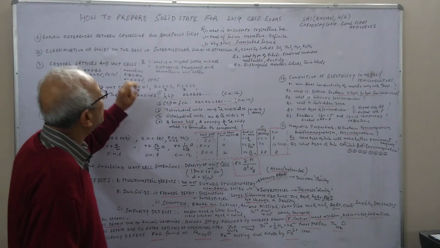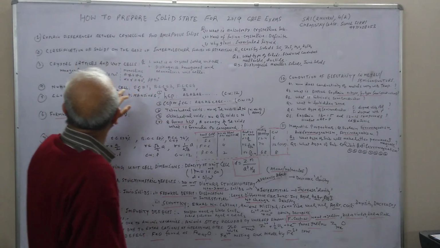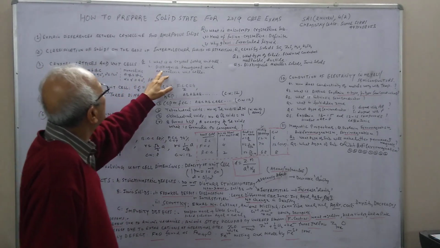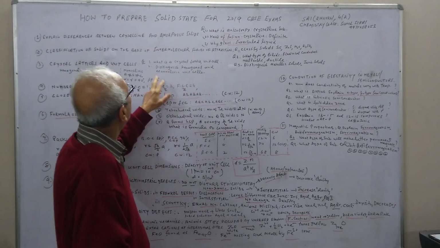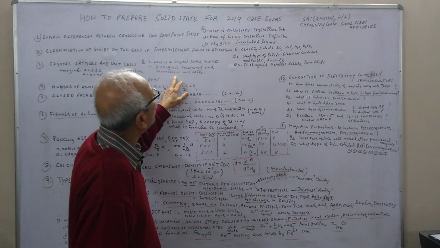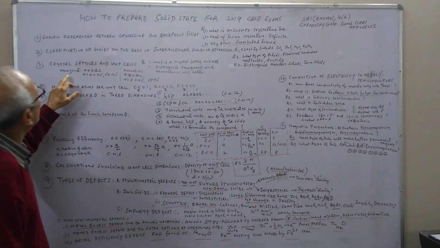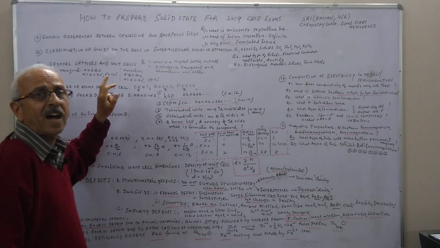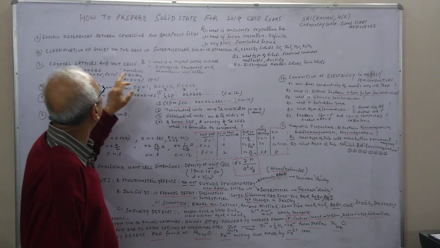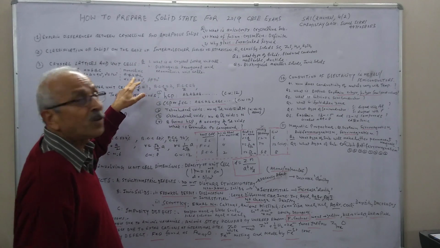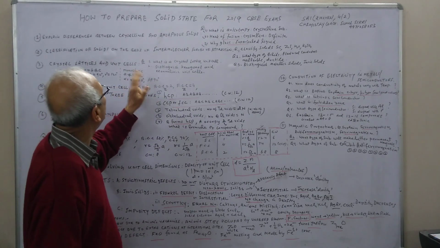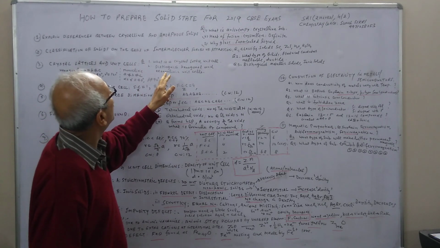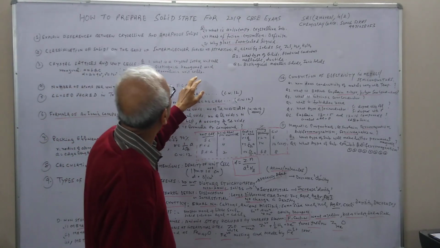Next thing, crystal lattices and unit cells. In this, as we have told you, there are 14 Bravais lattices, and one of the good questions is: what is a crystal lattice, what is a unit cell, distinguish between hexagonal and monoclinic unit cells. You already know for hexagonal, a is equal to b, b is not equal to c, alpha is equal to beta is equal to 90 degree, gamma is equal to 120 degree. For monoclinic, for example monoclinic sulfur, a is not equal to b, b is not equal to c, alpha is equal to gamma is equal to 90 degree, beta is not equal to 90. So distinguish between hexagonal and monoclinic unit cells.